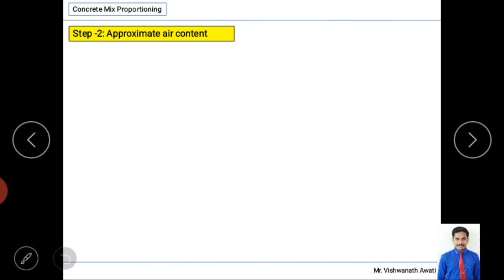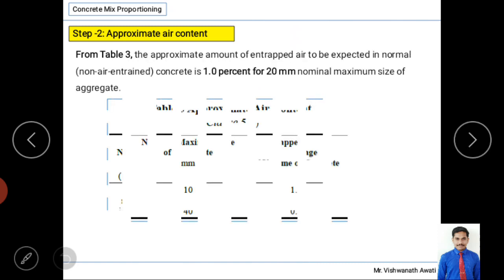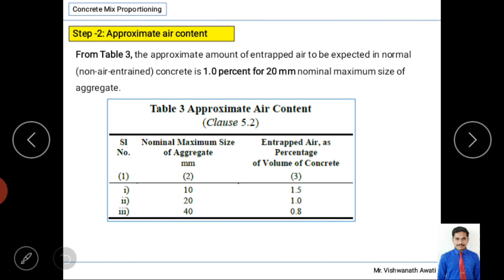So the next step is approximate air content. This we calculated directly from table 3. In table 3 we have a serial number in the first column, and the second column is nominal maximum size of aggregate. Here it is 20 mm for us, and for 20 mm the entrapped air as a percentage of volume of concrete is 1%. So that's what we have taken, 1% as the approximate air content. This is also very important for upcoming steps, just note it down.